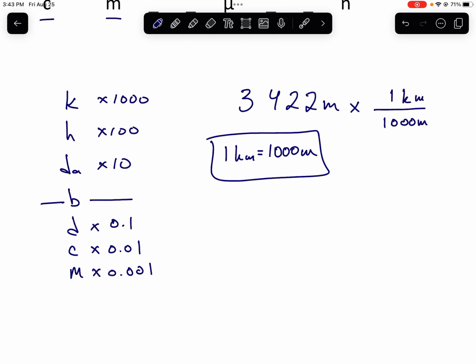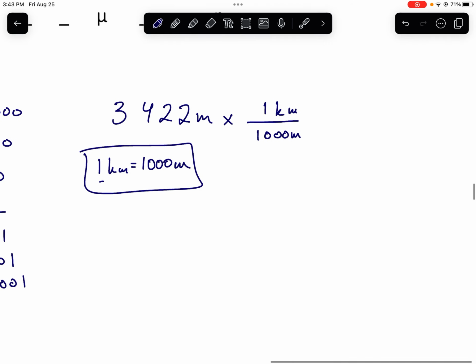Whatever I put in this fraction, those have to be equal. So that's why I'm setting them equal here. 1 kilometer is 1,000 meters. Okay? And so then I could plug this into my calculator, 3,422 times 1 divided by 1,000. That's going to be 3.422 kilometers. My meters are going to cancel out. So if you think about this as a fraction, that's over 1. So I got meters on the top, meters on the bottom, and they cancel each other out.